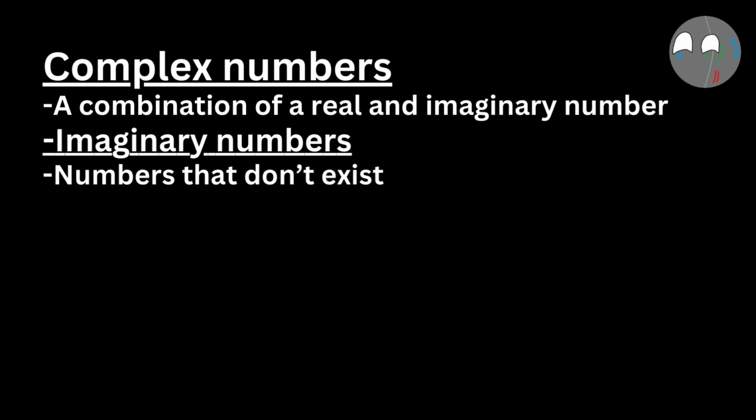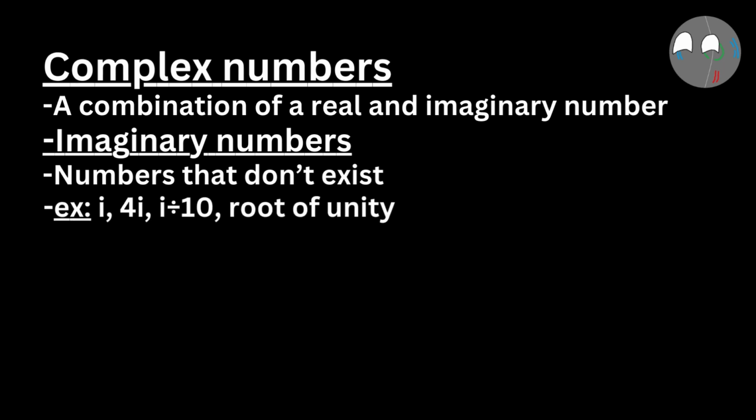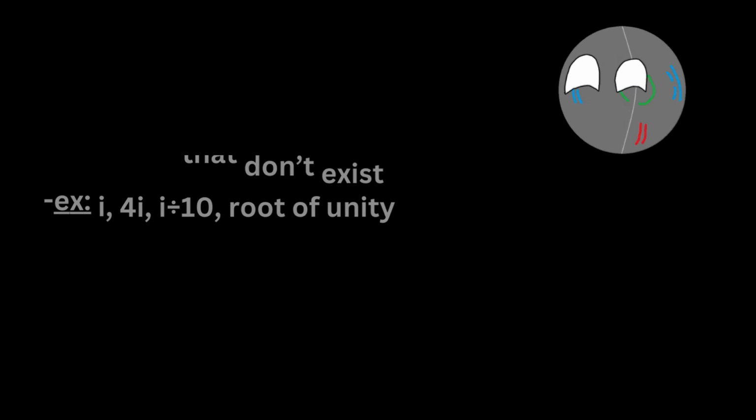These numbers don't actually have a symbol of sorts except for imaginary numbers which have an i. So for example, there is i, also known as iota, 4i, 4 into i divided by 10, and the root of unity, and so on. So yeah, these are the categories of numbers. It's much more complex than what you think on the surface.